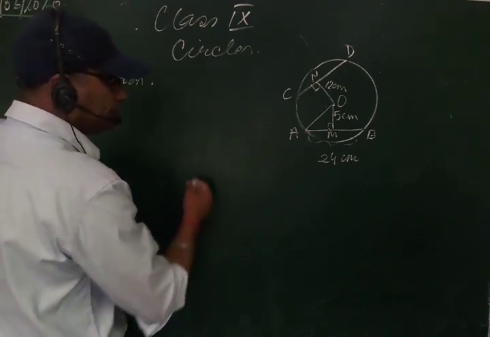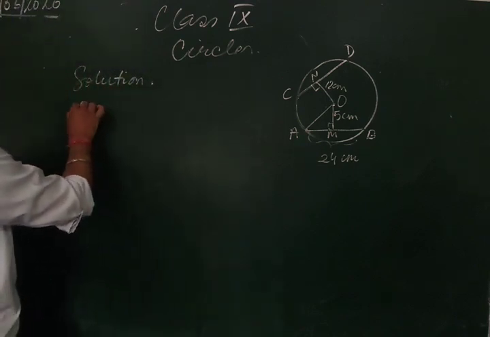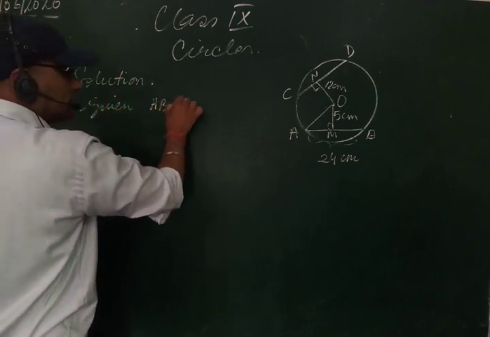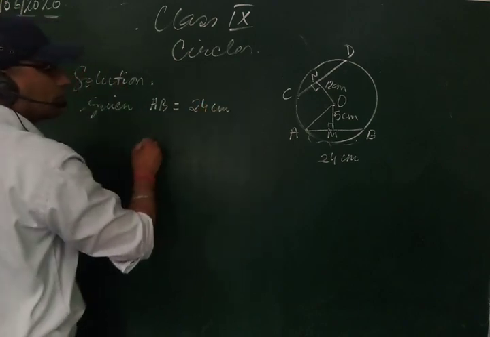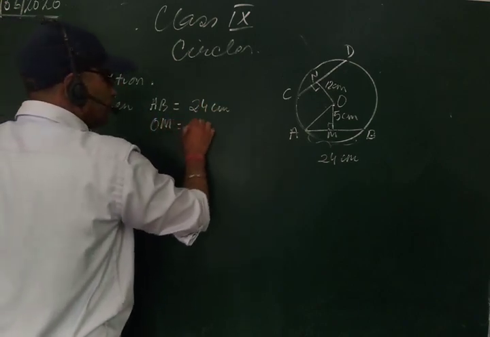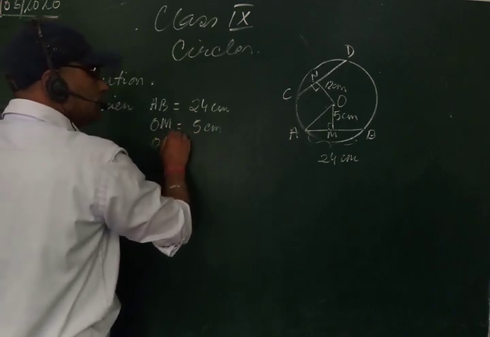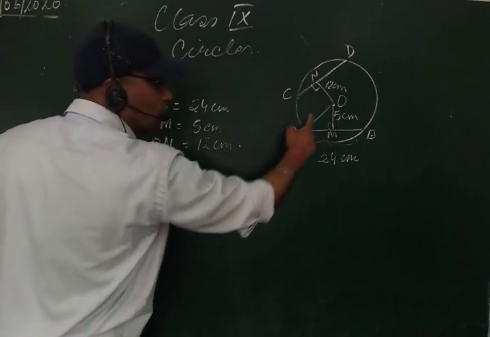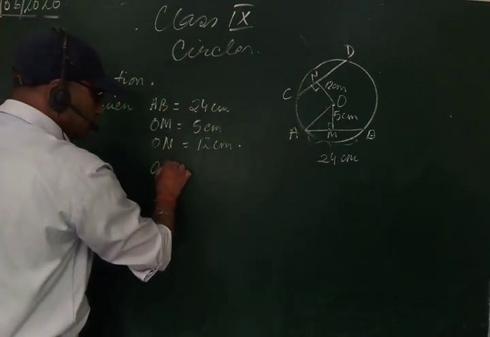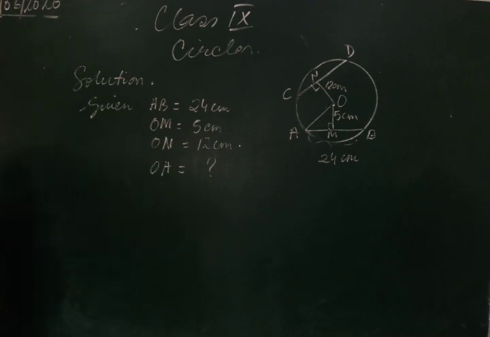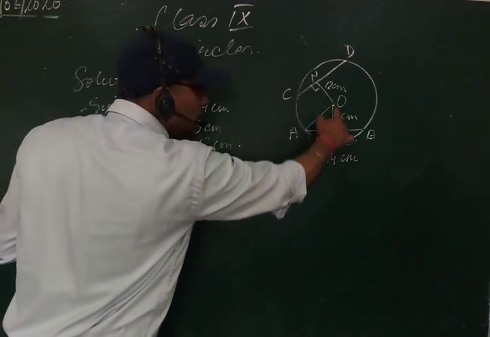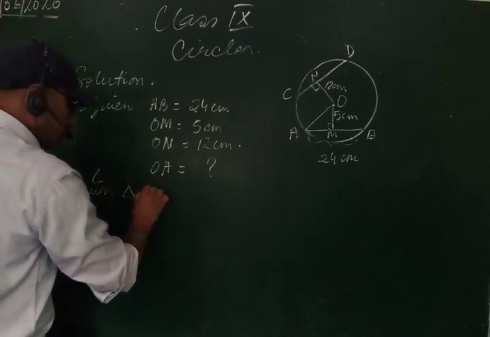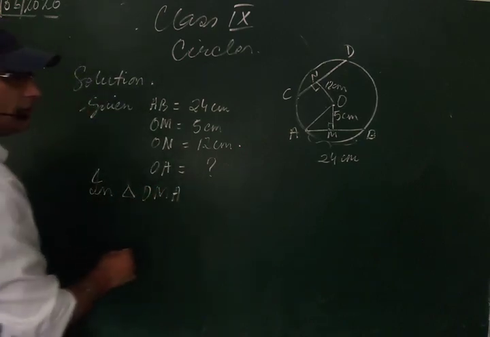Then, given AB is equal to 24 centimeters, OM is equal to 5 centimeters, ON is equal to 12 centimeters. We need to find the radius of the circle. Radius means OA we are going to find. OA is equal to question mark. So let's take the first triangle only, OMA. Now, in triangle OMA, okay?